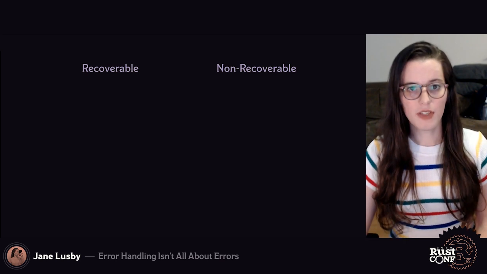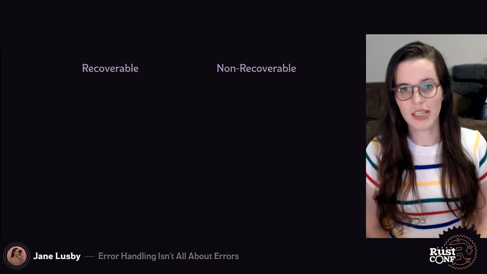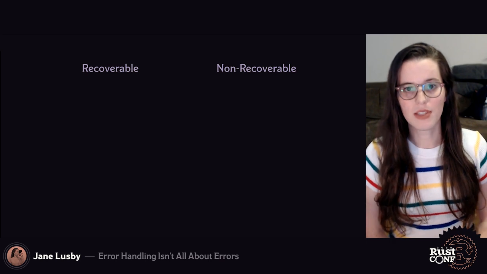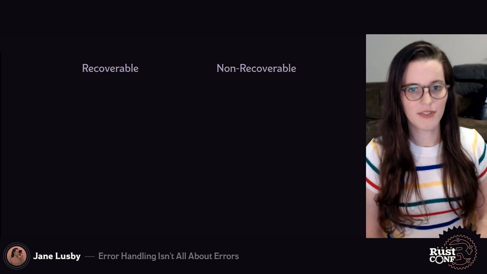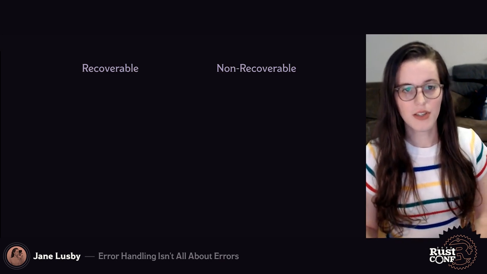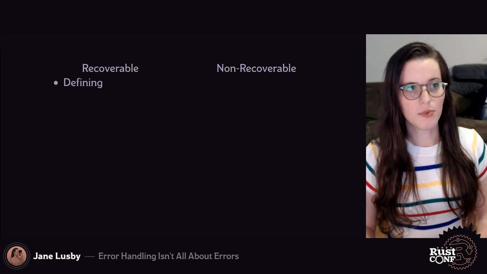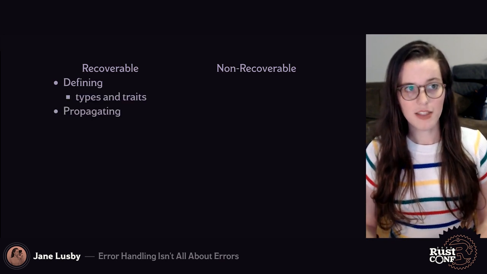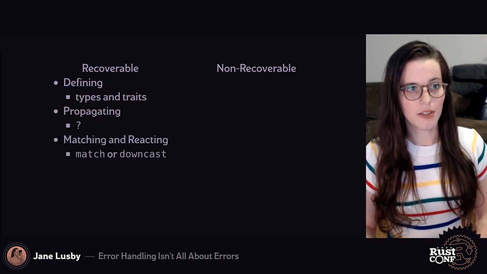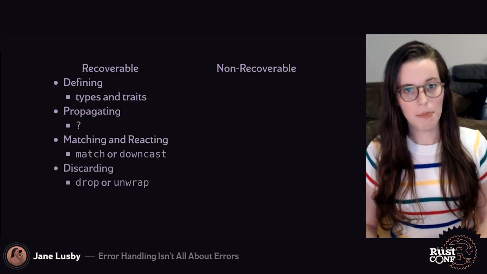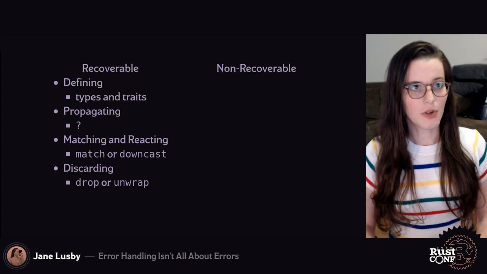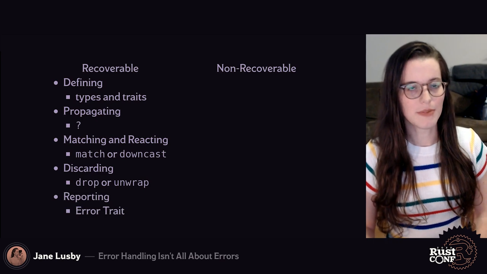So, by now we've covered fundamentals, and you know all the tools the language and the standard library give you to work with the different kinds of errors. So let's see how these fit into our original breakdown of the parts of error handling, starting with recoverable errors. We define recoverable errors with types and traits, propagate them with the try operator. For matching and reacting, we do that with match or downcast, depending on how it's represented. We discard them with drop, or unwrap if we want to promote a recoverable error to an unrecoverable one. And for reporting, we use the error trait.